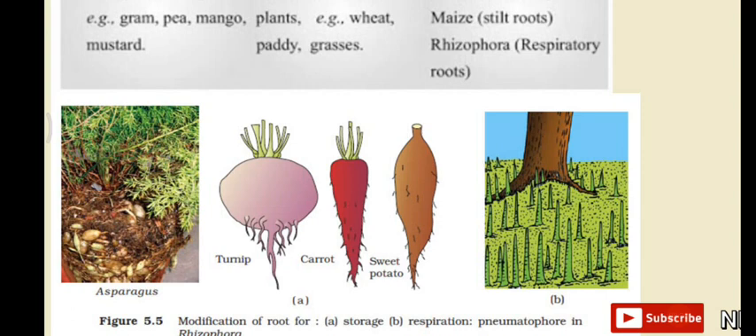For example, when I talk about the function of roots, simply we can say they help in absorption of water and minerals and provide anchorage to the plant. Apart from these two functions, if the root is performing some other function like storage of food, respiration, or nitrogen fixation, then the normal structure of the root is not favorable to perform those functions.